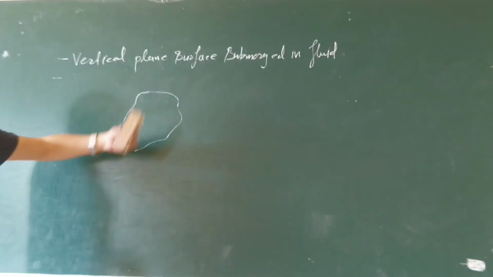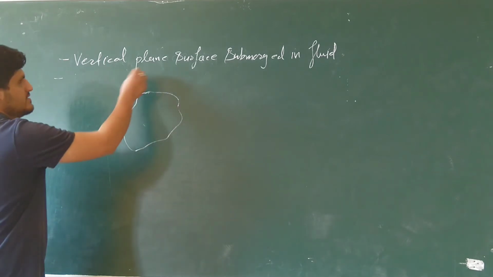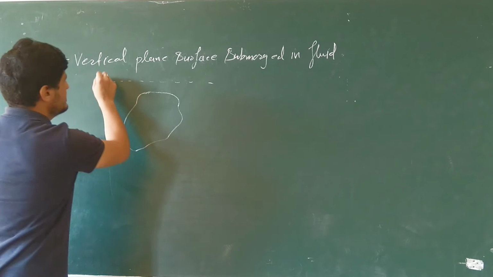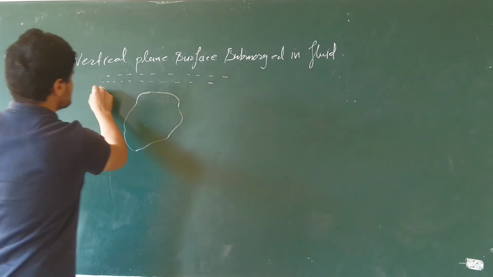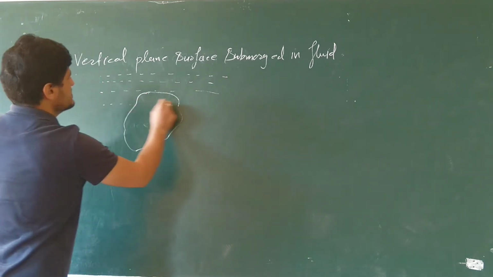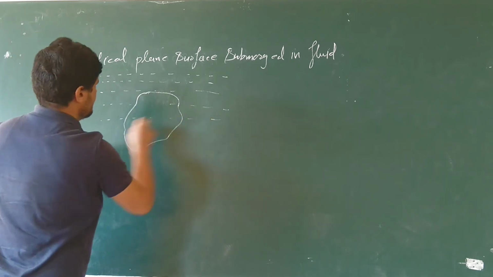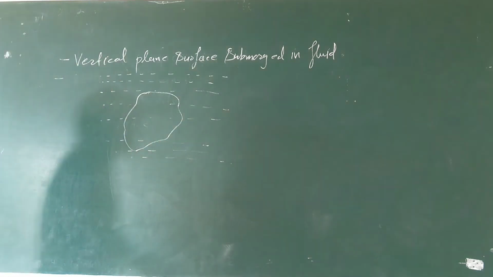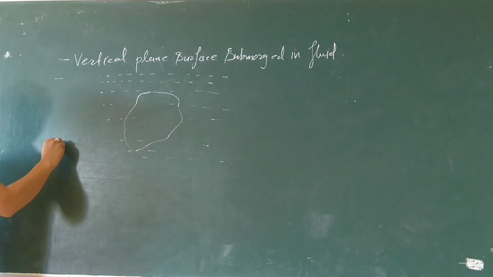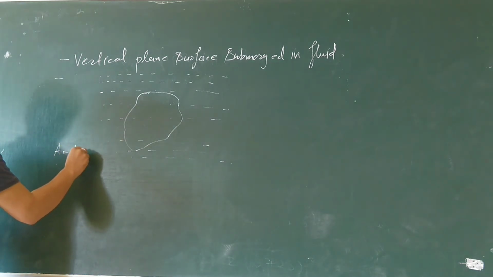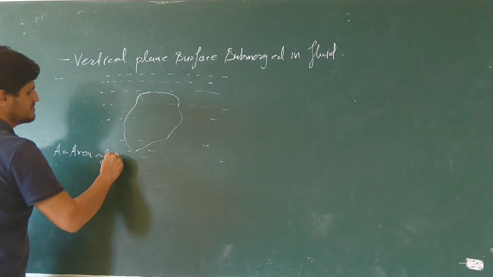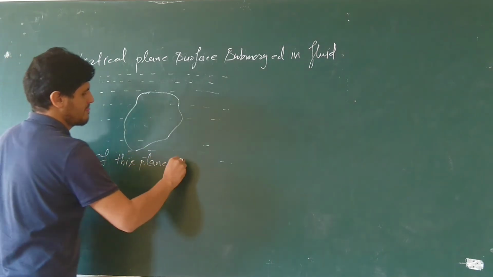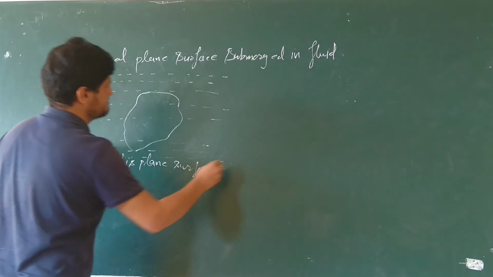So this arbitrary shape is your vertical plane. It is submerged inside the fluid, right? Okay. So let us take capital A as the area of this plane surface. Okay.